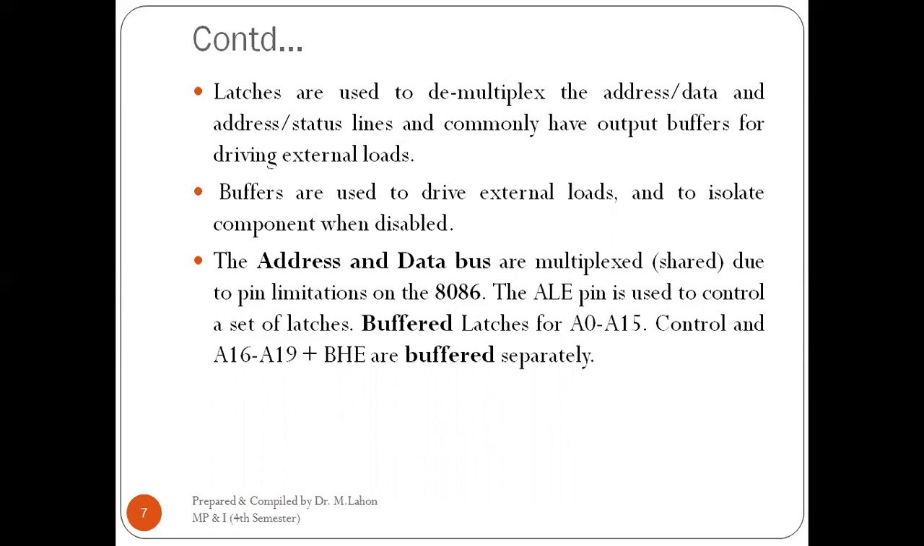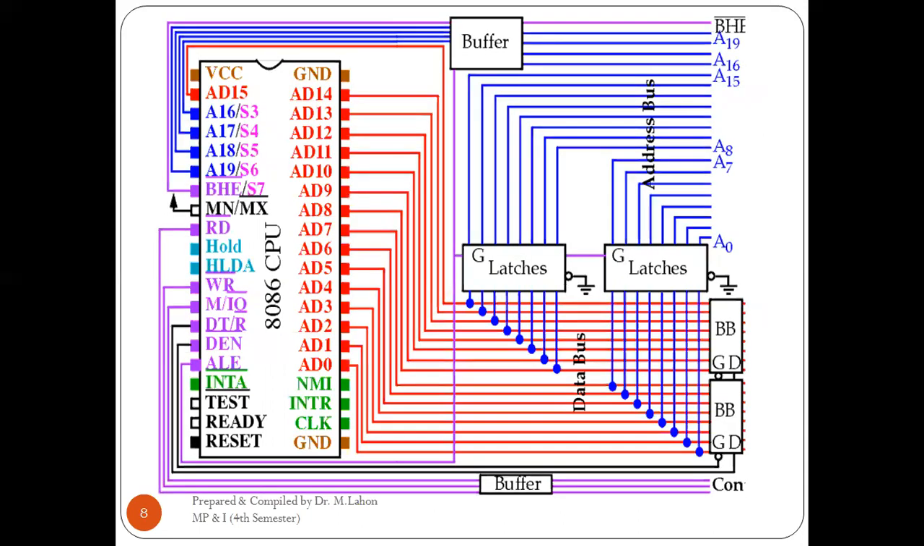The address and data bus are multiplexed. We all know the ALE pin is used to control the latches, and buffered latches for A0 to A15, and A16 to A19 are buffered separately. You can see this in a diagram over here, where the A16 to A19 and the BHE bar line are buffered separately, and the other AD0 to AD15 lines are latched and separated into data lines and address lines, and they are buffered separately. So this is the comprehensive diagram showing you the function of the latches and the buffers.